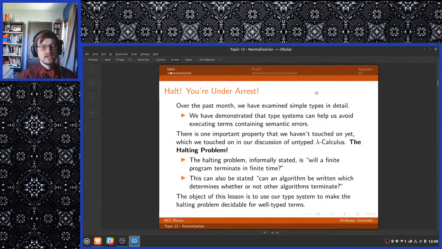Just to recap, the halting problem, informally stated, is: will a finite program terminate in finite time? This can also be stated: can an algorithm be written which determines whether or not other algorithms terminate? Generally speaking, the agreement among computer scientists, which is backed up by theoretical results, is that the halting problem is undecidable for Turing-complete languages.